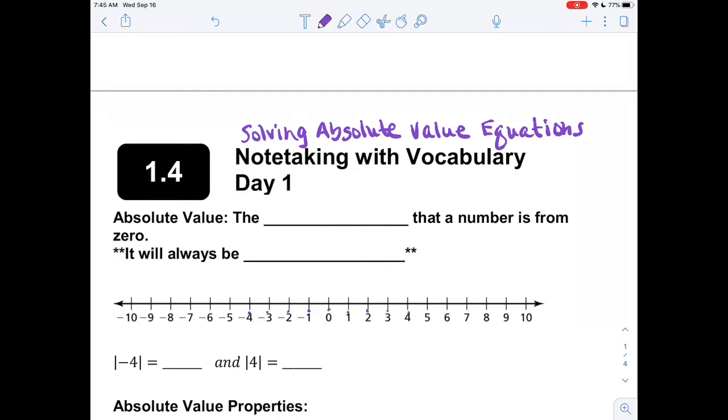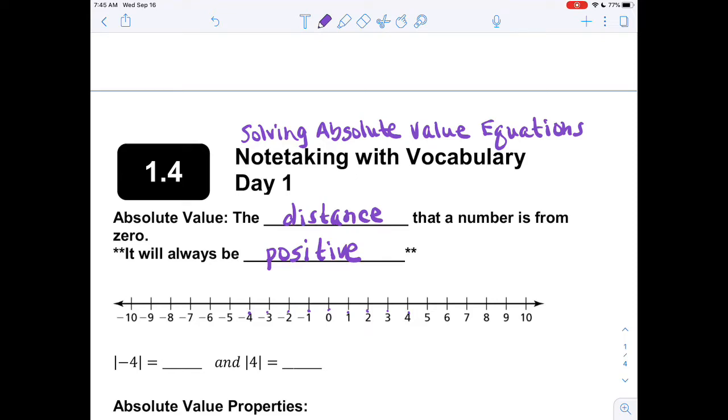Hi everyone, today we're going to be talking about solving absolute value equations. And so the first thing we want to do is remind ourselves what an absolute value does. So an absolute value is the distance that a number is away from zero. Because we're talking about distance, it's always going to be positive. It can't ever be a negative number.